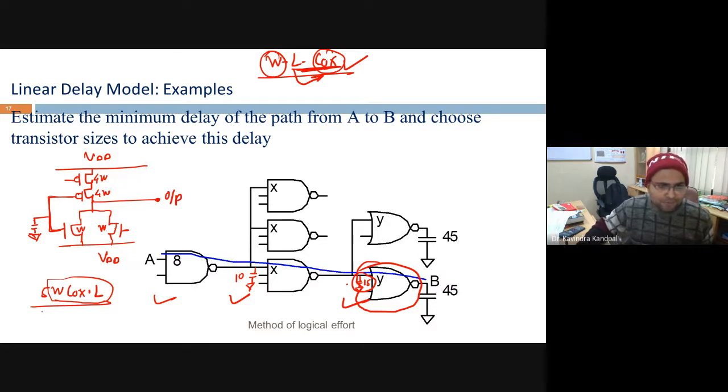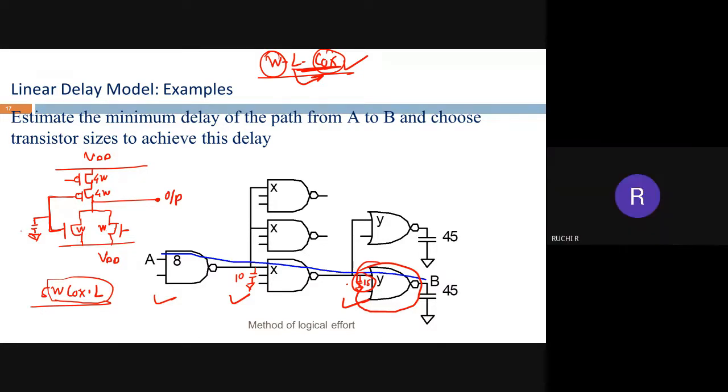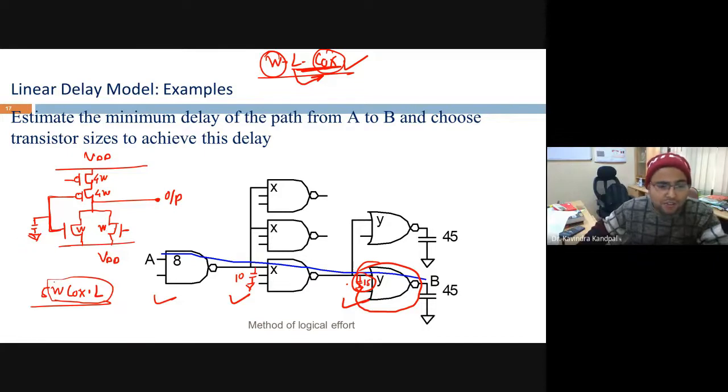Yes or no? Yes, sir. Right? So this is at one end, and this is supposed to be how much? 15. This is supposed to be 15. So can I say the width of, if the COX into L is unity, let's say for simplicity, this is unity, though it will be unity, some femtofarad, some units will be there.